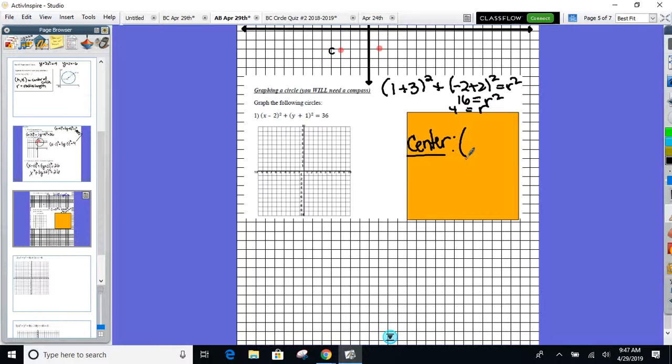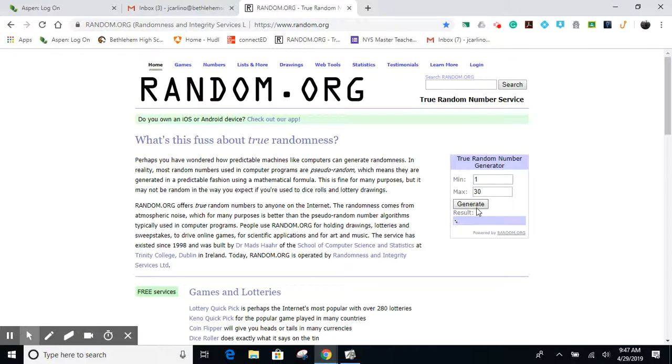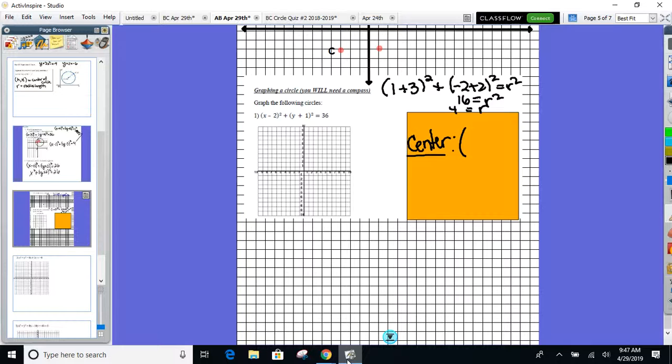Can you get the center of that circle from the equation? We don't have an 8? Nope, sorry, never mind. Sorry, I think I would know that. 2, here we go.